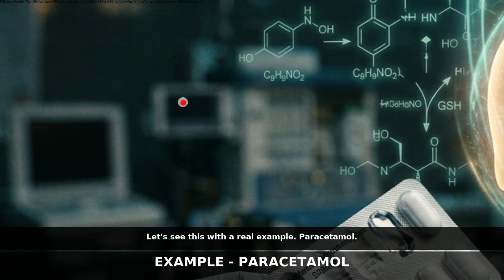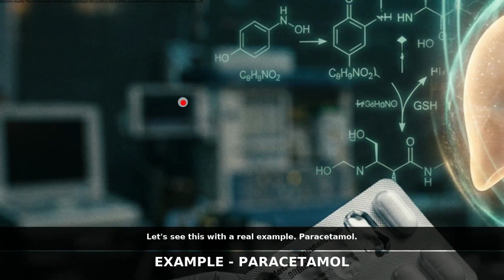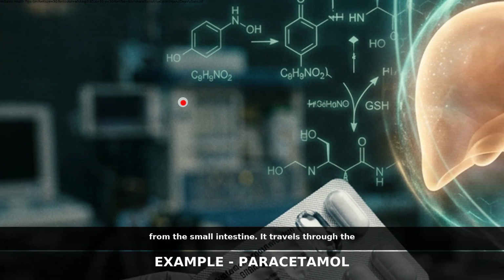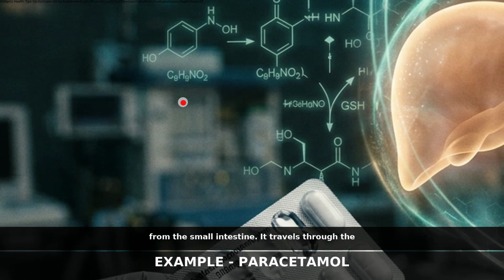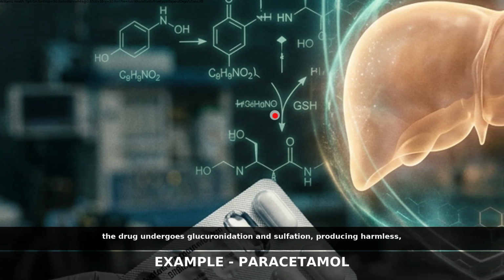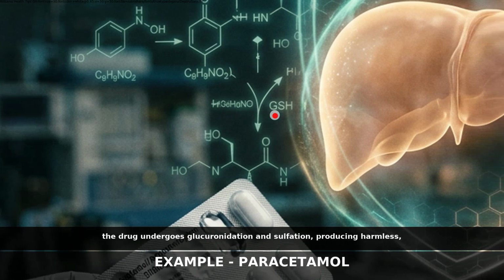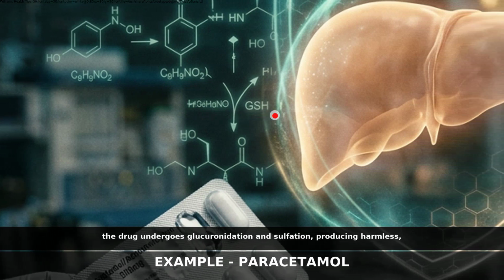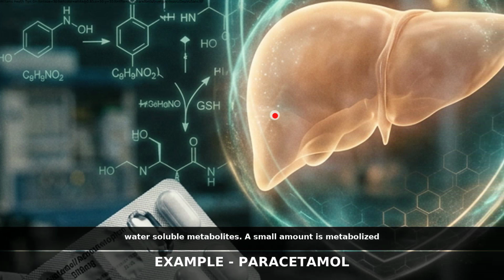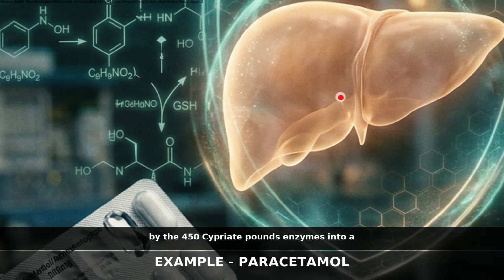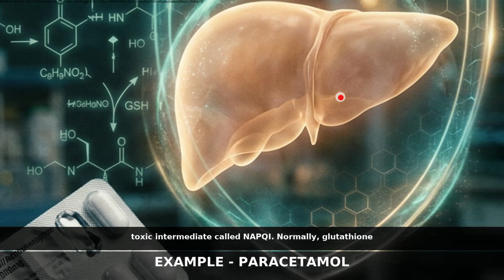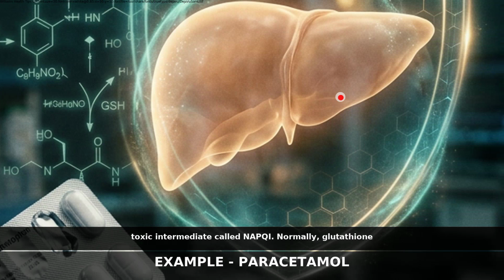Let's see this with a real example: paracetamol. You take a tablet of paracetamol. It is absorbed from the small intestine. It travels through the hepatic portal vein to the liver. Most of the drug undergoes glucuronidation and sulfation, producing harmless, water-soluble metabolites. A small amount is metabolized by the CYP450 enzymes into a toxic intermediate called NAPQI.